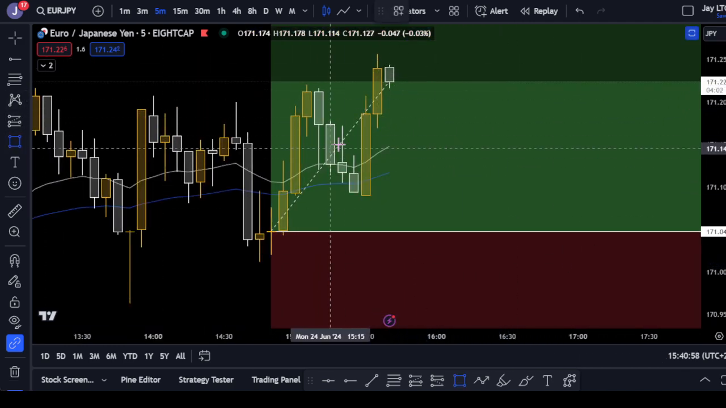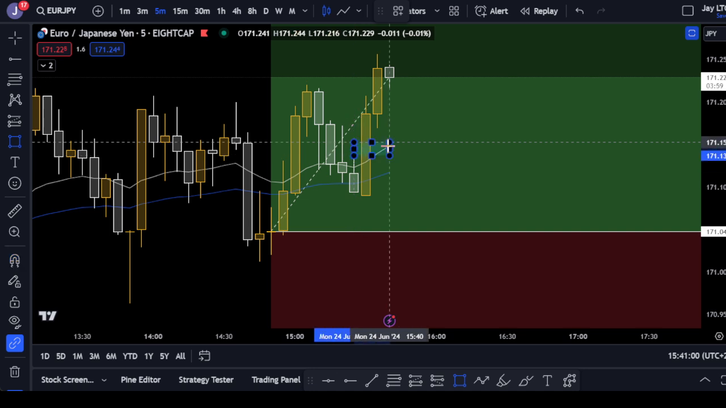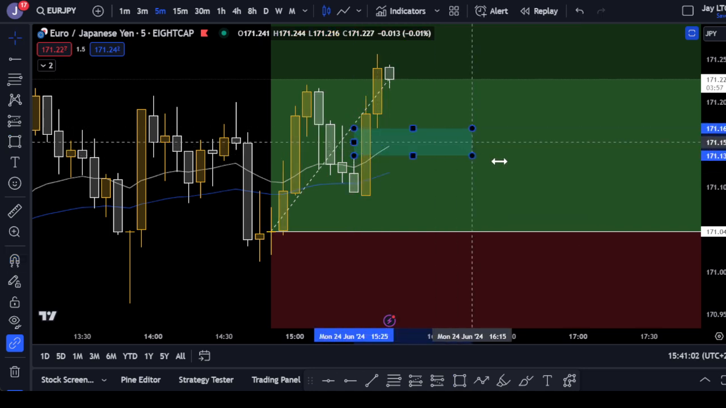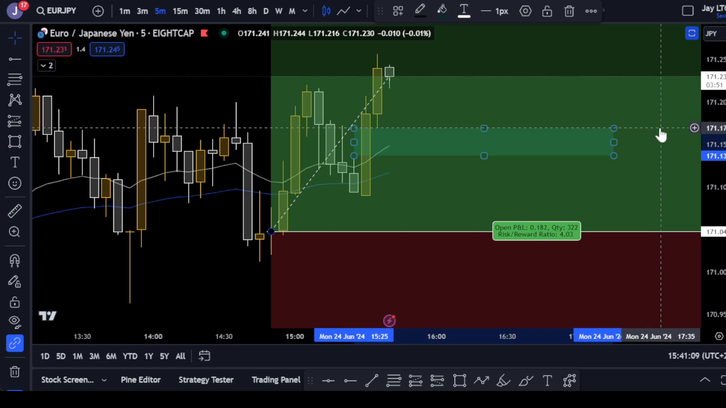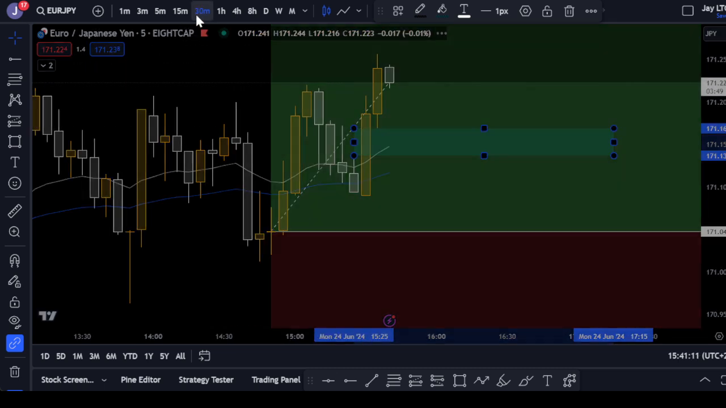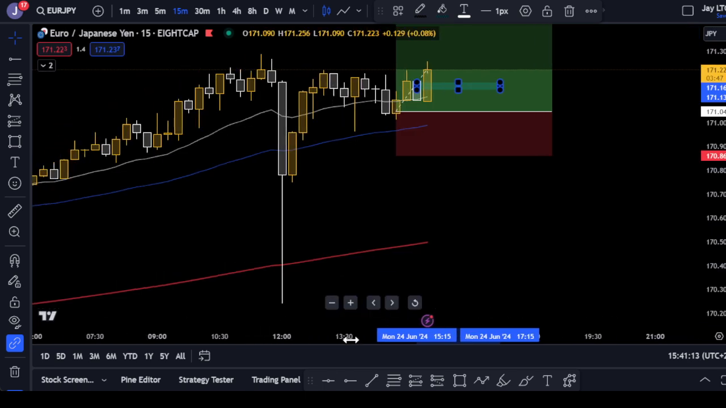So I would say enter from this pullback here. So basically from the candle that is being printed here on the 5 minute, if market comes back down there, which I think it will, and that is 171.170, that should be a proper entry for you. You can enter now already.